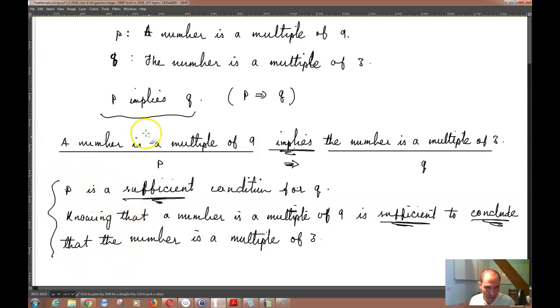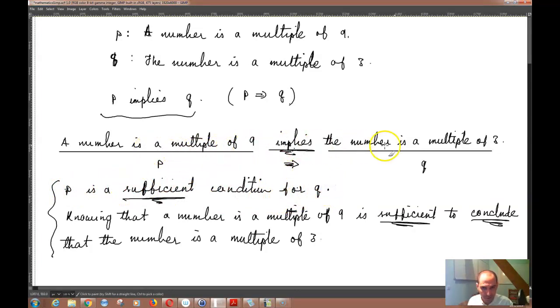So that means that P is a sufficient condition for Q, meaning that knowing that this statement is true is sufficient to conclude that Q is true. Or knowing that a number is a multiple of 9 is sufficient to conclude that the number is a multiple of 3, and it is actually so, meaning that there is nothing wrong with this statement really. Okay, so far we have no problem. So we said that P is a sufficient condition for Q.